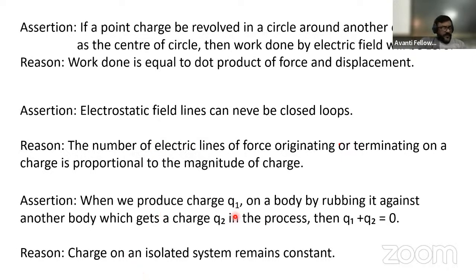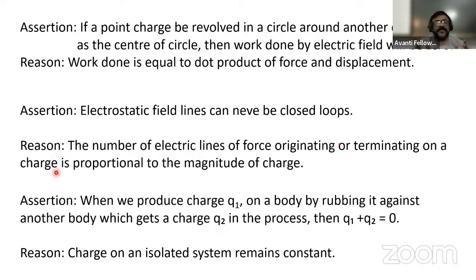When we produce charge Q1 on a body by rubbing it against another body which gets a charge Q2 in the process, then Q1 plus Q2 must be 0. Think of it. I am just rubbing one object with another. For example, I am rubbing ebonite with wool. What will happen? We know ebonite will become negatively charged. Why? Some electrons are shifted from the wool to the ebonite.